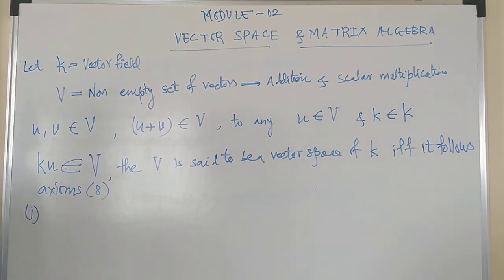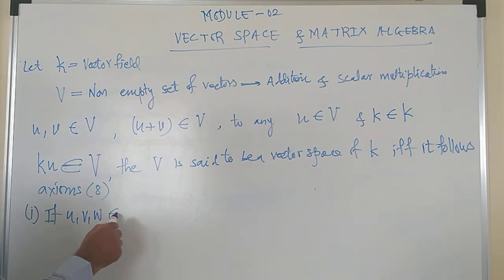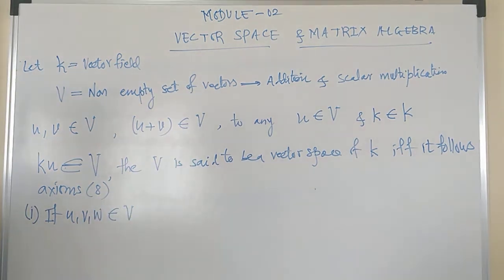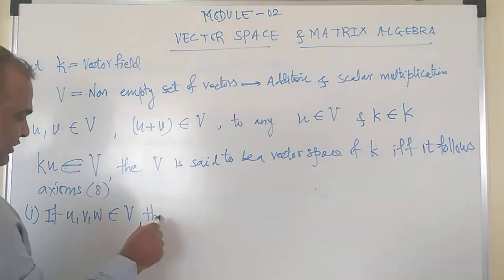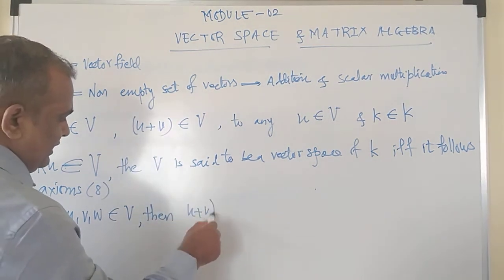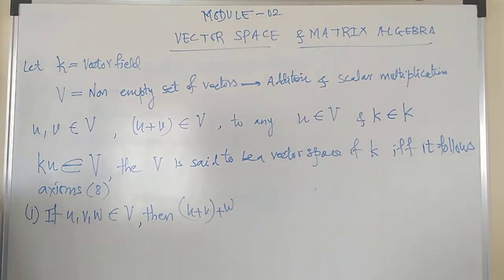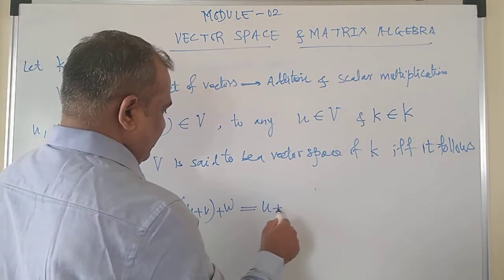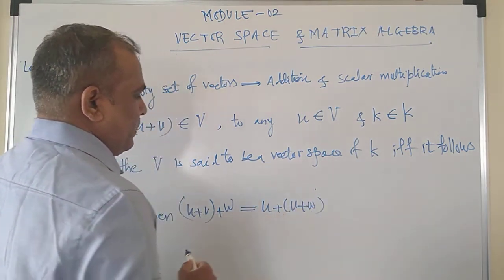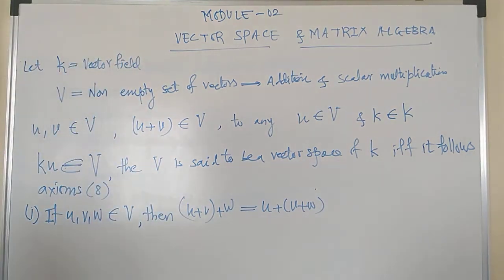So the first axiom is that if u, v and w all three belong to the set of vectors capital V, that means u, v and w are elements of V, then the addition of all the three, u plus v plus w, can be written as u plus (v plus w). This first axiom must be followed or satisfied.